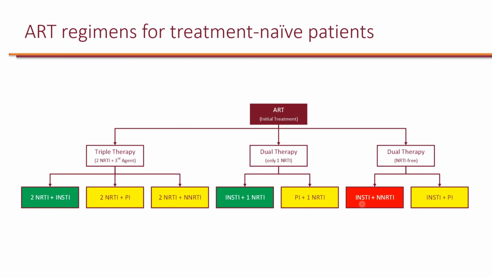So this is basically a combination of integrase inhibitor plus a non-nuke, and the reason this is red is because it is not recommended as initial treatment. It's recommended for people who already have received treatment from another ART and achieved undetectable viral load, then they can switch to this strategy. Another non-nuke dual therapy includes integrase inhibitor plus protease inhibitor.